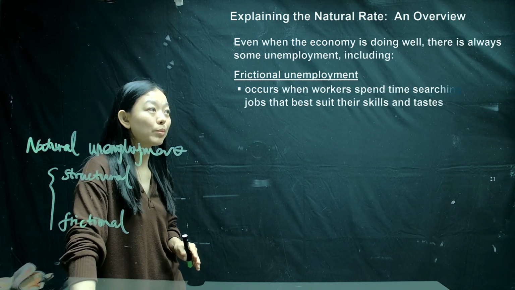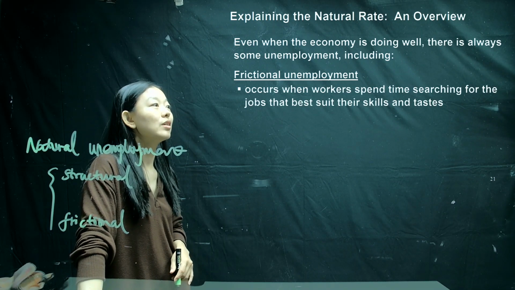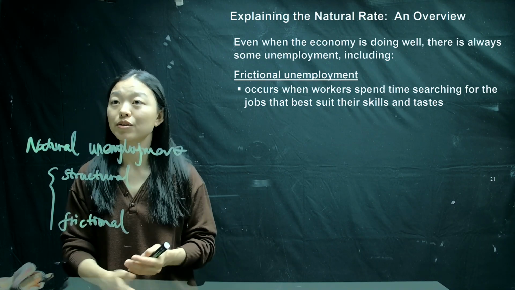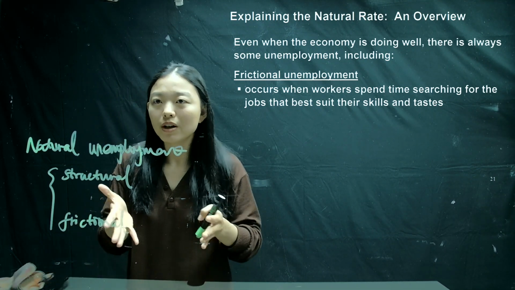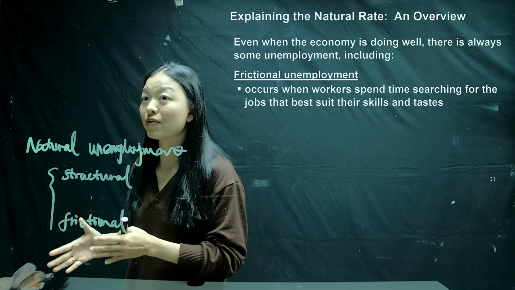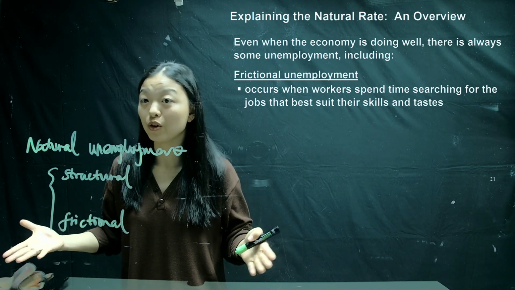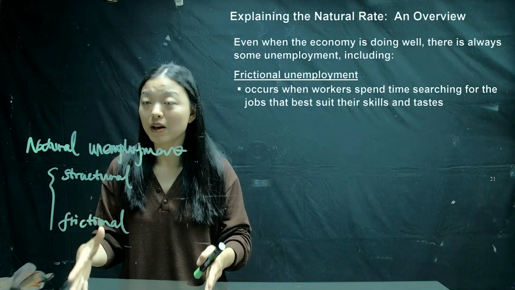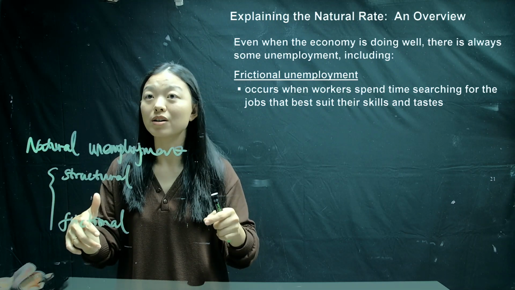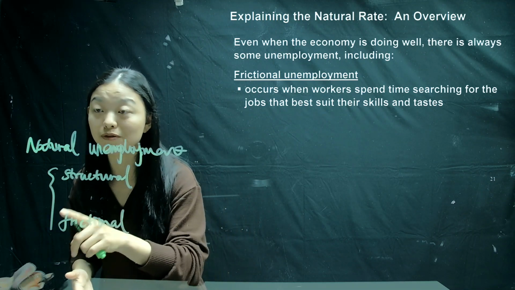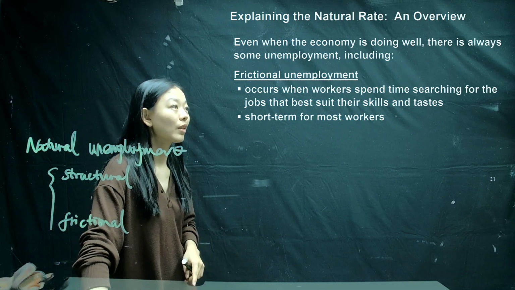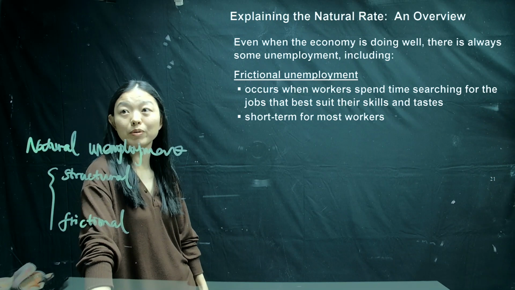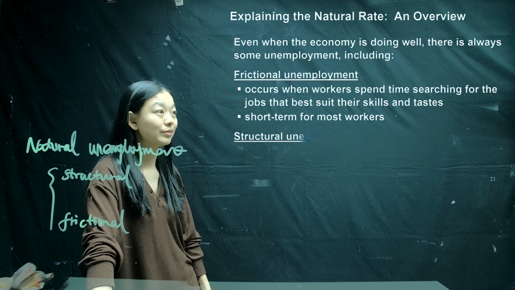Frictional unemployment occurs when workers spend time searching for a job that best suits their skills and tastes. For example, after you graduate, you are in the job market, right? You need to search for the job that really can satisfy your needs, your major, maybe your interest. Therefore, the time that you spend searching, at that time you count as unemployed, right? However, it's just frictional unemployment. It is short term, very short for most workers, because you spend maybe less than 4 months to find a new job.